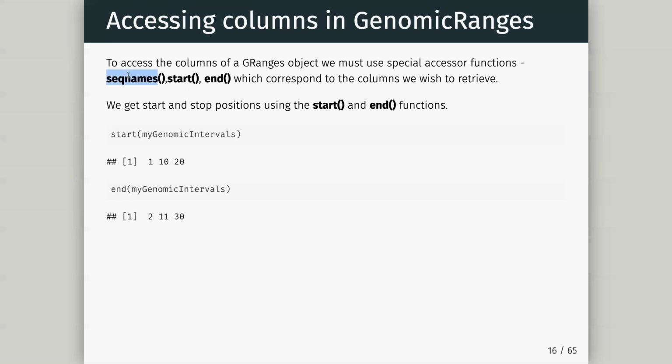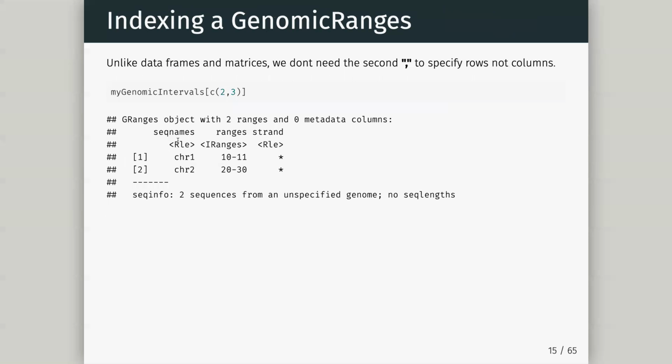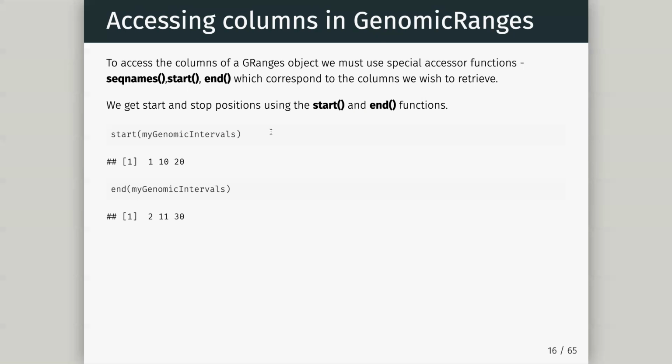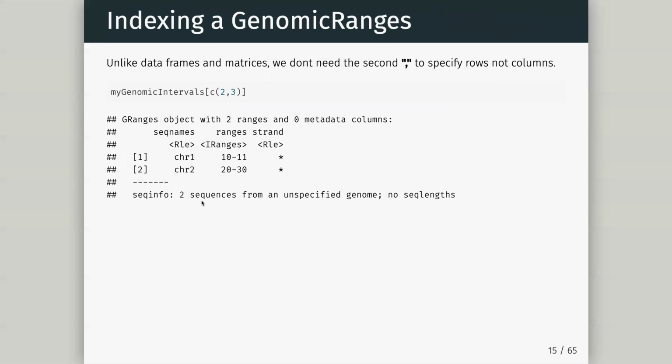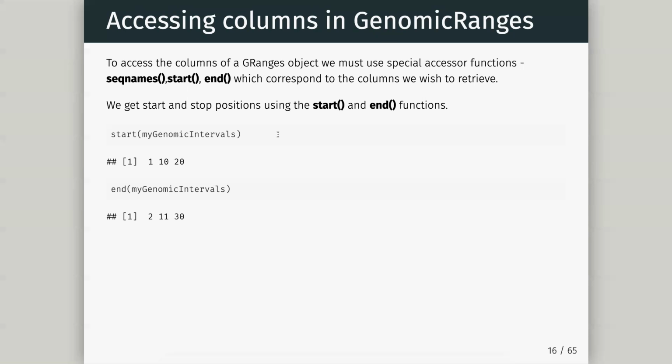Okay, so we can use seqnames, start, and end to retrieve the seqnames column, the ranges column, or the strand column. Sorry, the start of the ranges or the end of the ranges. There is a function strand that will show us the strand. So if I want to get the start, I can just do start: 1, 10, 20. It's a standard vector then, nothing special about this. If I do end on my genomic intervals, it will pull out my end regions.